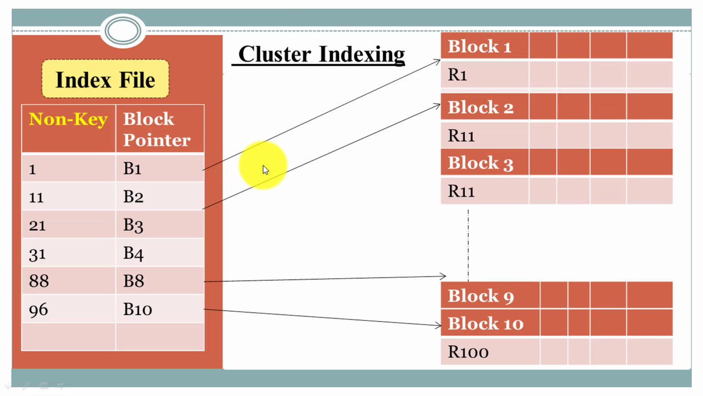Now there will be a unique value of each non-key attribute. That means, suppose some non-key values are repeated. In the main file, record 11 and here record 11 are repeated, meaning it appears twice. But in the index file, record 11, that is the non-key value, is entered only once. That means if some non-key values are repeated in the main file, then there must be one single, unique entry for that particular non-key attribute in the index file. This is called cluster indexing.